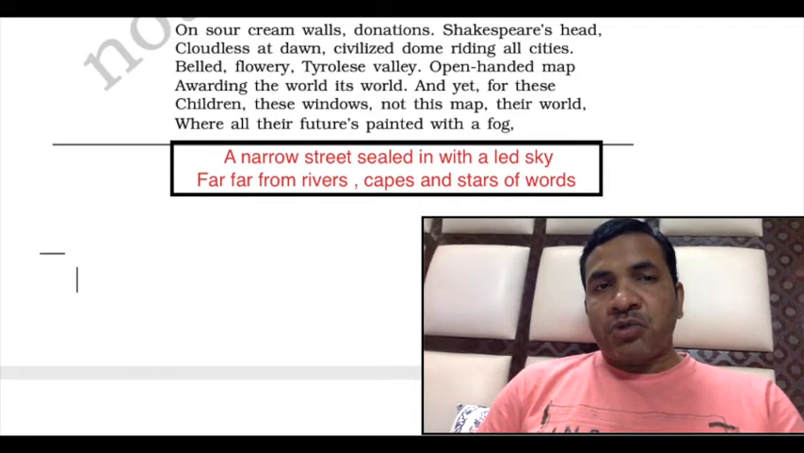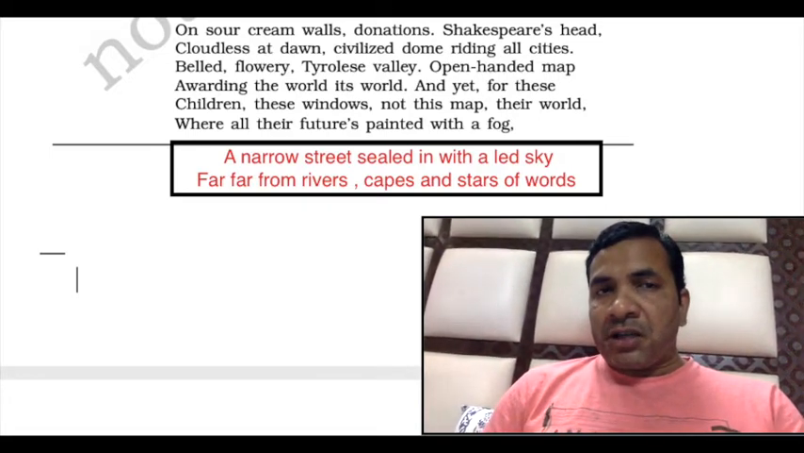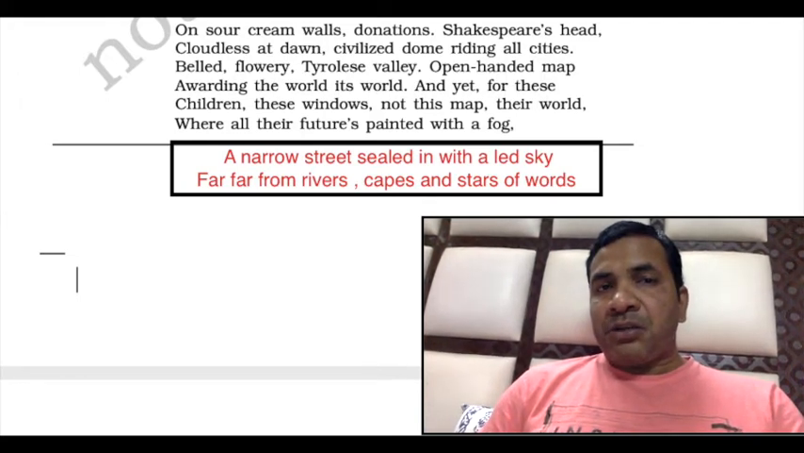Otherwise, the walls of the classroom are sour cream. The walls of the classroom are dirty cream. They have been faded away and they have not recently been painted and polished. That is what this first line means. On the sour cream walls, donations. That the walls of the classroom are sour cream. The walls of the classroom are dirty cream in color because they have not been painted and polished, and they have been decorated with certain donations.